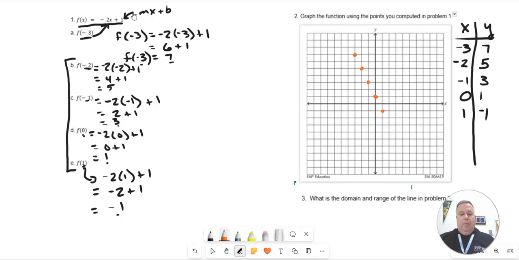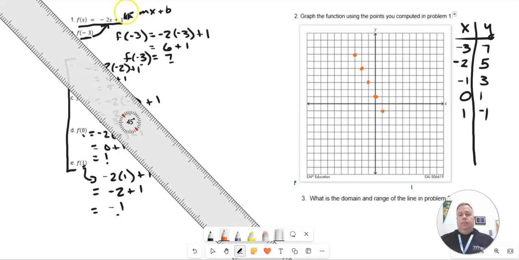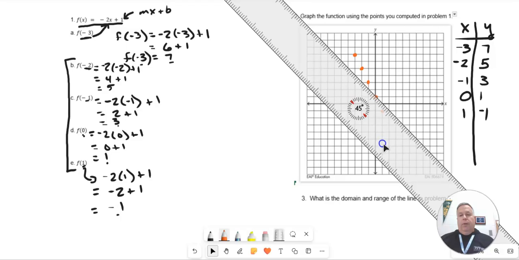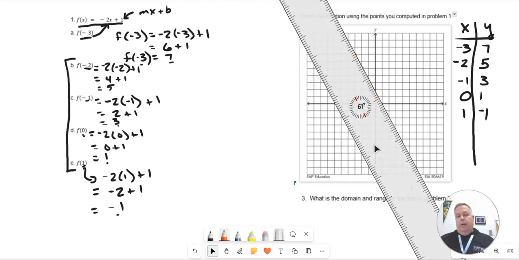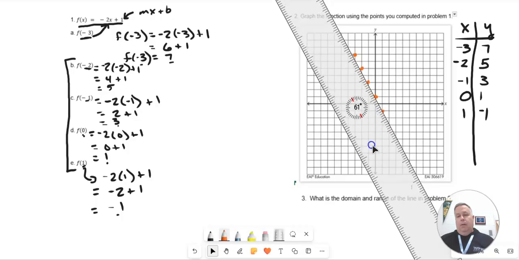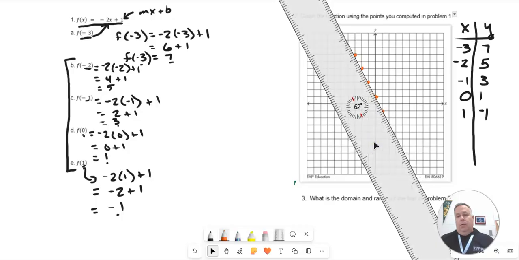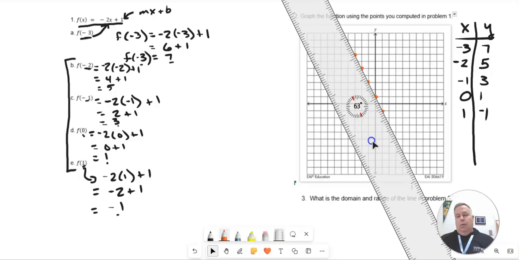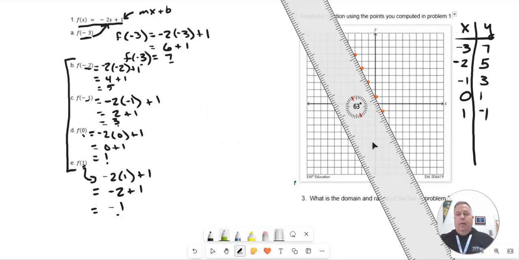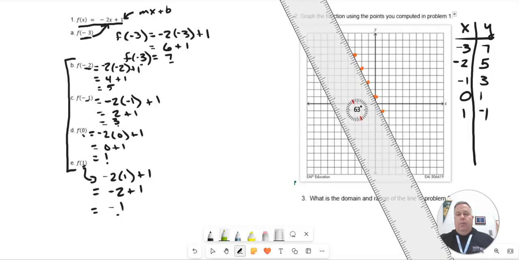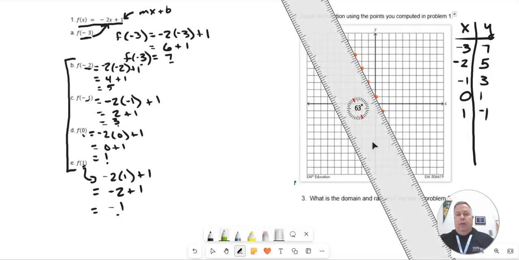Now I'm going to put up my ruler. Let's bring that over here. Try to line this up as best I possibly can. Almost. That looks pretty good. Let's change my color on this to green. We'll give it a green line. All right, here we go. Oops, I'm moving it. I don't want to do that.